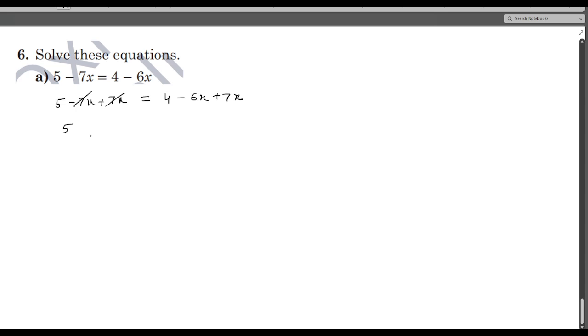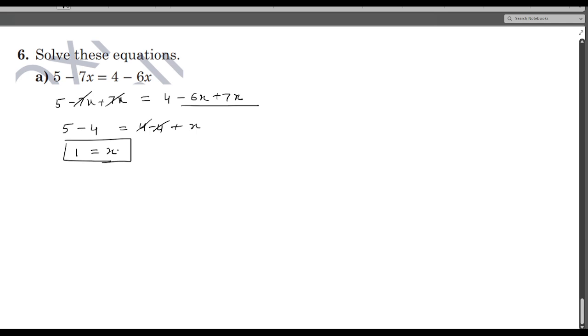Now I will subtract 4 from both the sides. So it is 5 minus 4. On the right it is 4 minus 4. And this minus 6x plus 7x will give me x. So this time this 4 cancels from the right side. And 5 minus 4 is 1. And on the right side I have only x. So x is equal to 1.